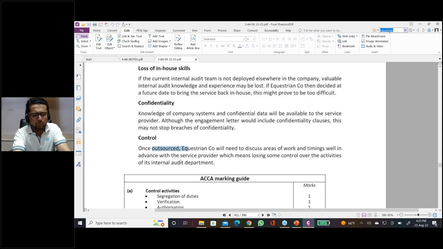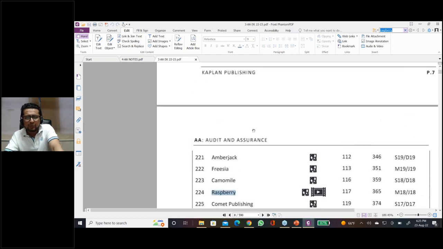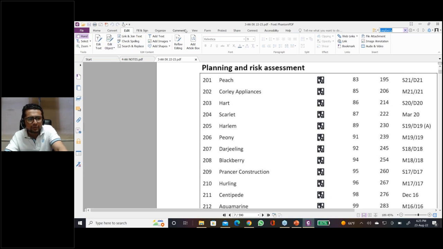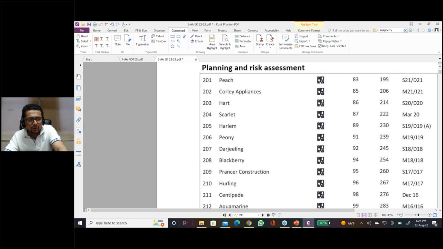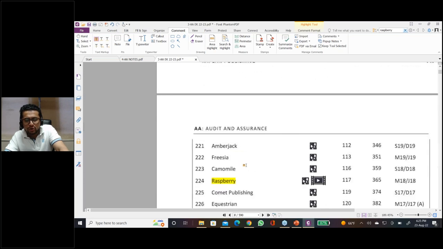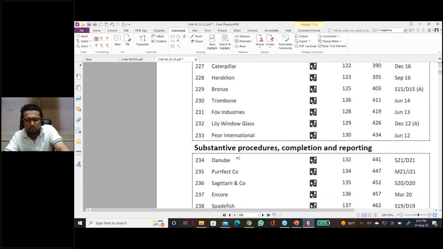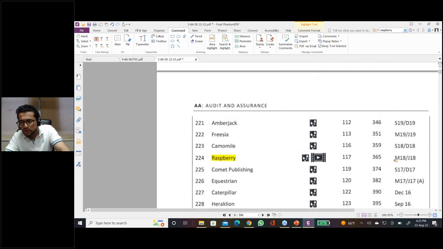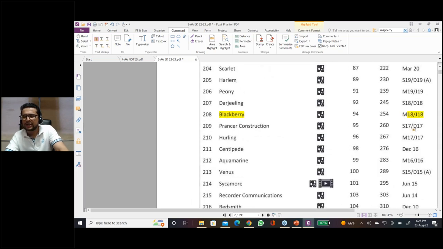Okay. One of my most favorite questions, one of the most important questions, is called Raspberry. Guys, we are heading towards the end of this session. One of the most important questions on risk is called BlackBerry. One of the most important questions on control is called Raspberry. And one of the most important substantive procedure questions is called Gooseberry. They are from the same paper, March, June 2018. Use the ACCA practice platform, prepare them, type them, learn them. You will feel good about it.